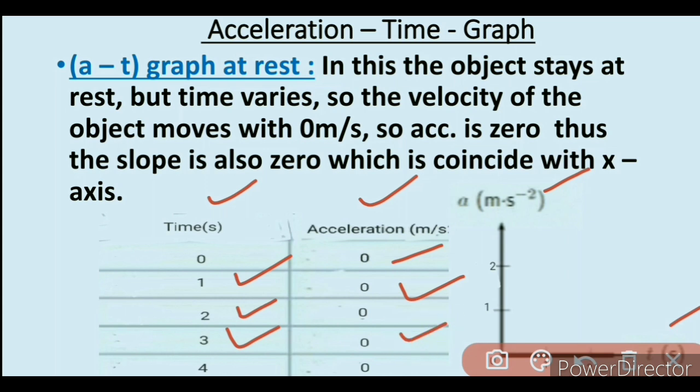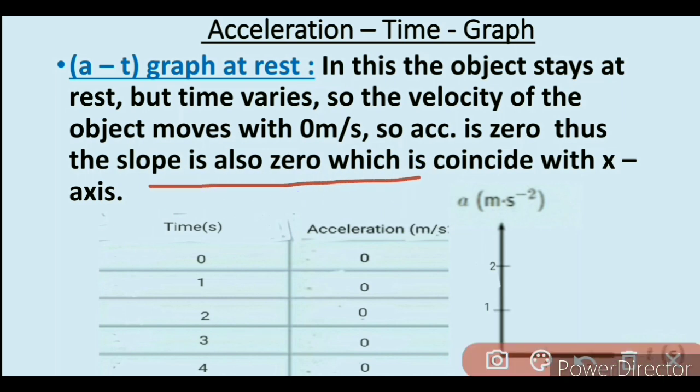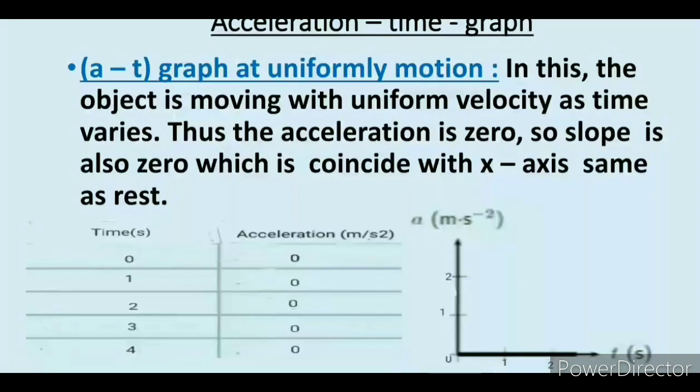And it's clearly seen that as time is increasing, acceleration is 0 throughout the interval, because the object is placed at rest, it doesn't cover any distance, so we do not have any value of velocity. If we don't have any value of velocity, we have no value of acceleration, so acceleration is 0, thus the slope is also 0, which coincides with the x-axis.